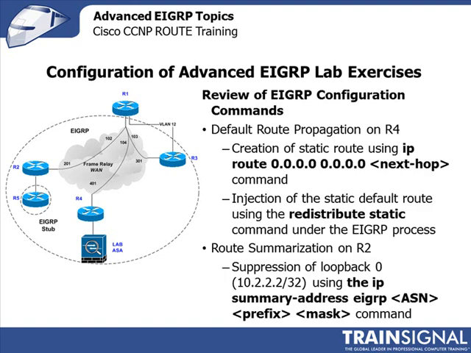We'll also create a default route propagation. Actually, we already did this. We created the default route propagation on R4, injected it using the redistribute static, and you notice that it appeared in the IP routing table on R1.